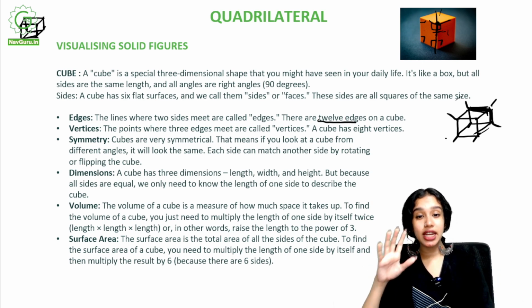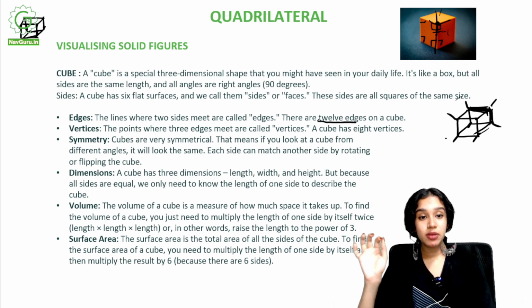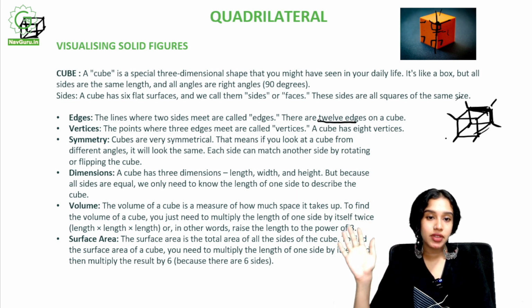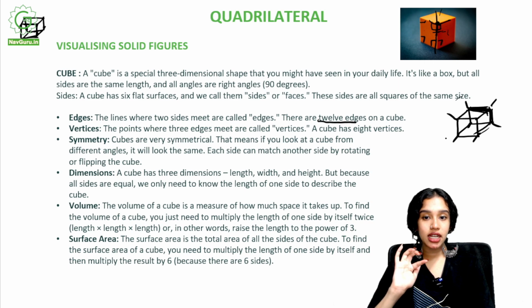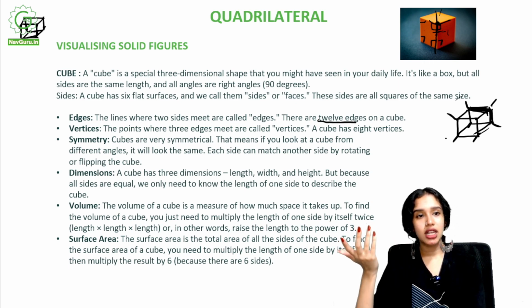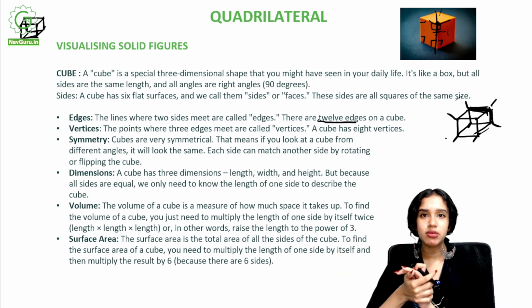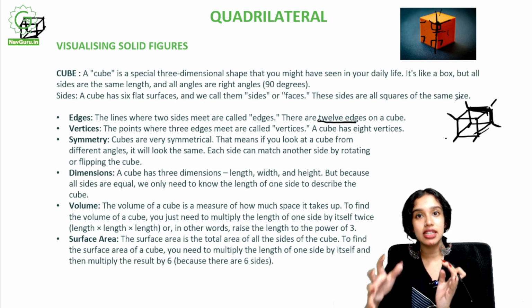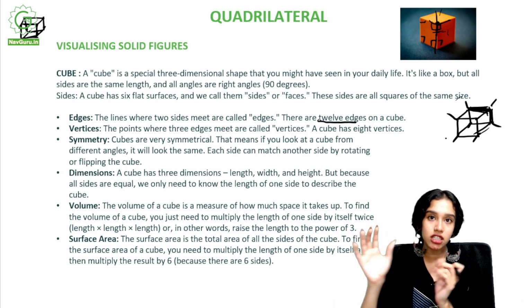Symmetry. Cubes are very symmetrical. This means that if you look at a cube from different angles, it will look the same. Each side can match another side by rotating or flipping the cube. Any side of the cube would look the same, because it's basically the same size. Every edge has the same length.